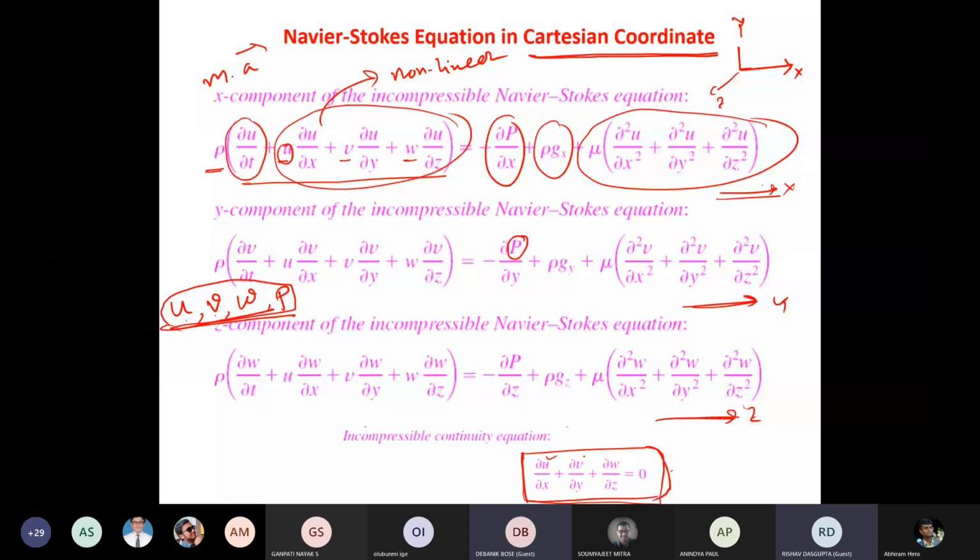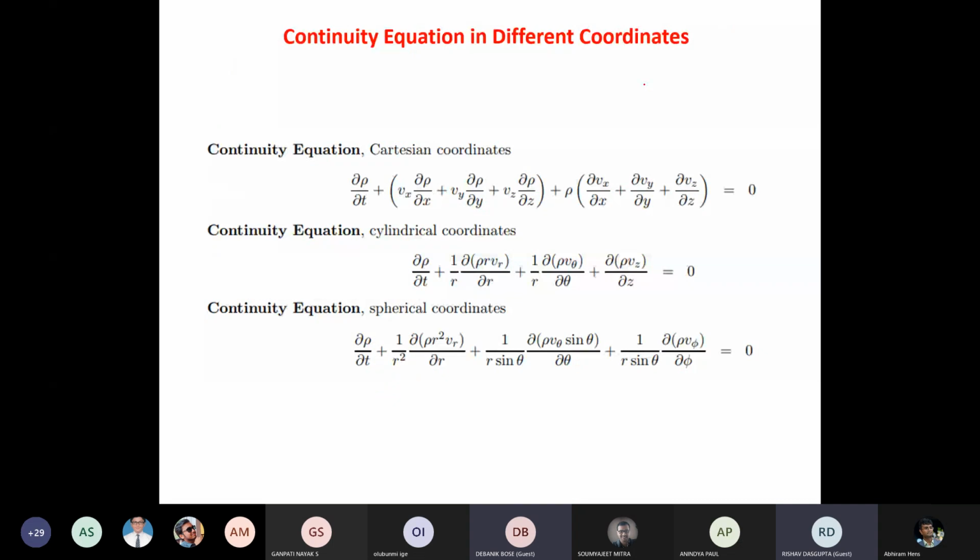Okay, fine. Now this is a Cartesian coordinate. Now, if I would like to see the continuity equation in a different coordinate, then this is the part. This is in Cartesian coordinate. This is the form of the continuity equation. In cylindrical coordinate, this cylindrical coordinate means r, theta, z. Okay, so in that coordinate, this will be the format. In spherical coordinate, a little bit different form.